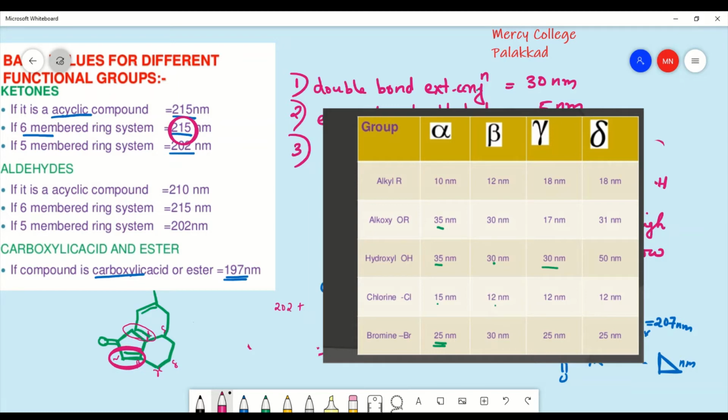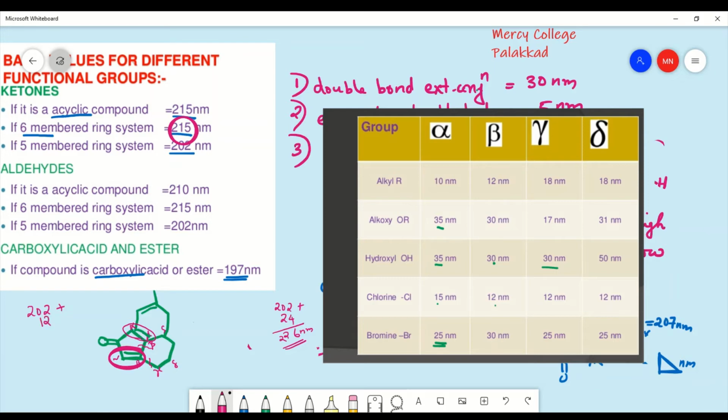If you are considering this side, there is no alpha substitution, only beta substituents, 2 beta ring residues. So the value will be 202 plus 2 into 12 for the 2 ring residues at the beta carbon, so 24. So you will be getting 226 nanometer. Now if you are going to the other side, the basic value will be 202 plus, so this is the alpha carbon, this is the beta carbon, and at the alpha carbon there is nothing, and at the beta carbon you have a ring residue. So ring residue at beta carbon contributes 12.